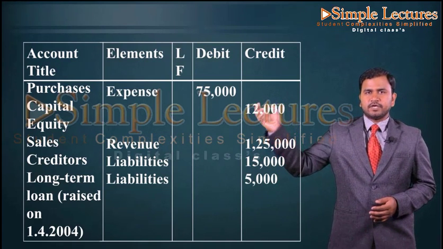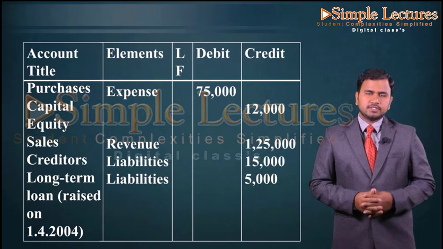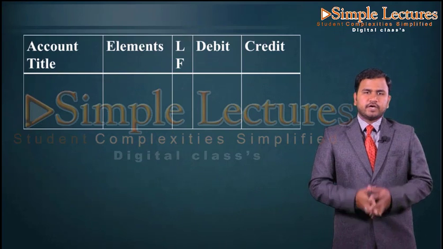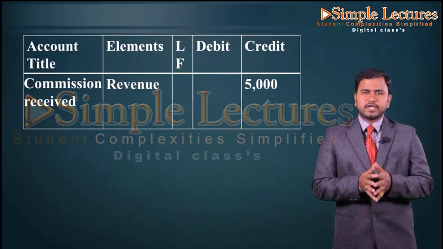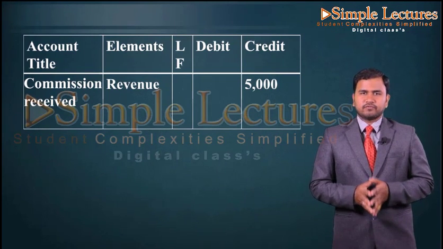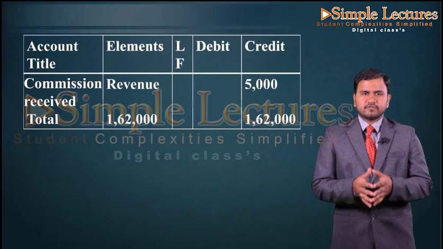Expenses and assets will be shown in the debit column, and when coming to the income and liabilities, the amount will be shown in the credit column. Then we even have commission received, which is an income, where the amount has been shown in the credit column, where the total was 1,62,000 for debit as well as credit.